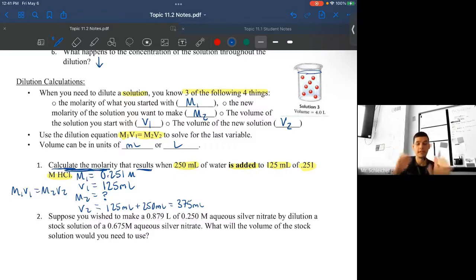Okay, so now that I know what I'm supposed to plug into my equation, I can go ahead and plug it in and then solve it using algebra. So for my M1, I can say I have 0.251. For my V1, I can say 125, and that's equal to some unknown M2. I don't know what that is, so I'm leaving it as M2. And then times my final volume, which I now know to be 375. Okay, so I just plugged the values into the equation as written. All right, so how do I solve for M2? How do I get that all by itself?